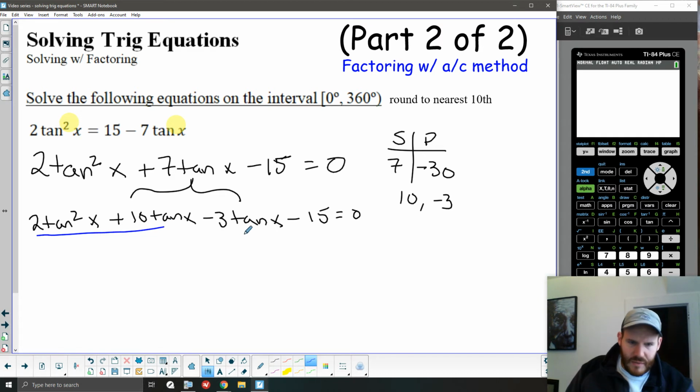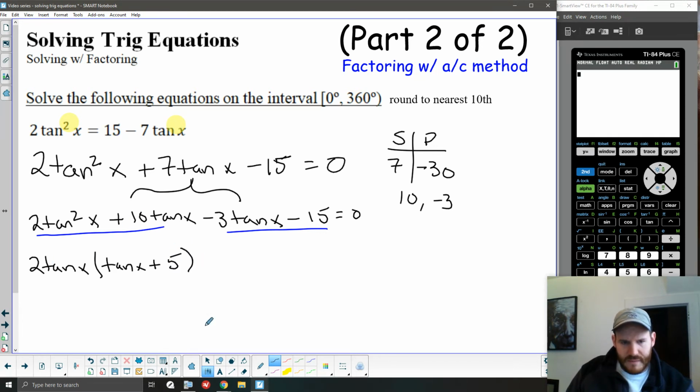Looking at the front 2 terms and the second pair, if I go through the grouping process, the common factor in my first pair is 2 tan x. If I factor that out, I will be left with a factor of tan x. The product of these two would give me tan squared. And then if I'm taking 2 tan x out of 10 tan x, that'll give me 5. In my second grouping, it looks like I have a negative 3 that's common. And if I factor that out, I'm left with tan x plus 5.